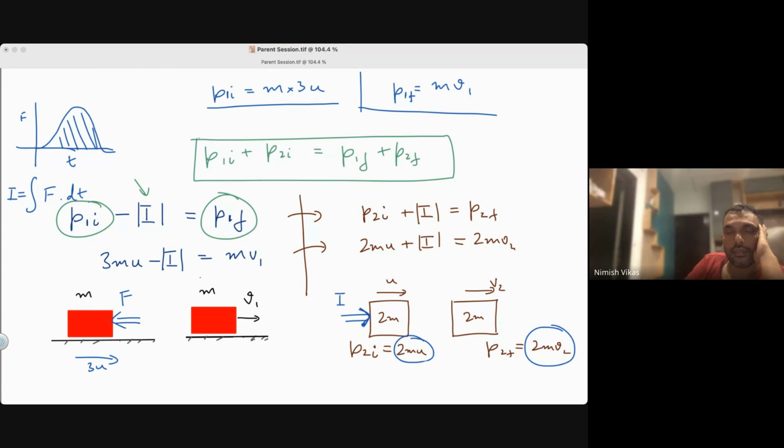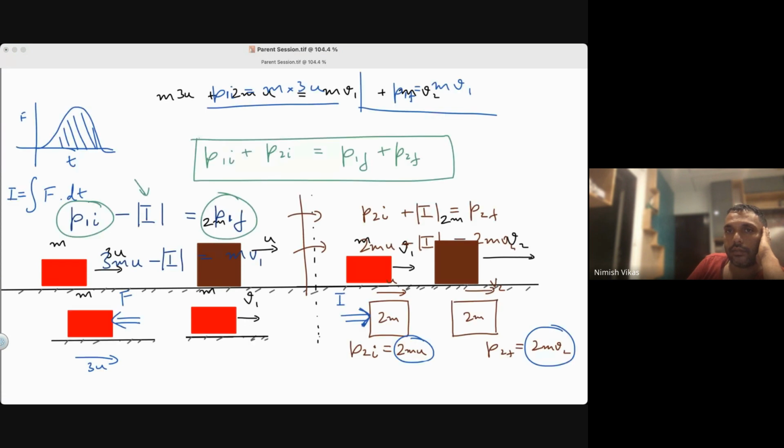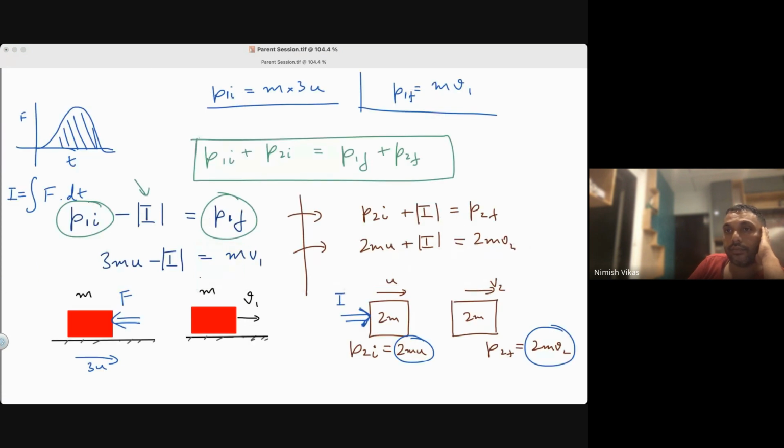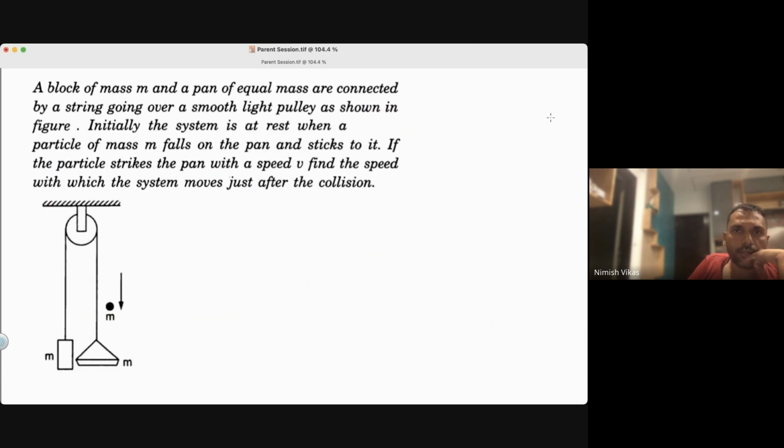Yes, sir. So one could have done this question by writing the impulse on each body and then cancelling out the impulse by adding up the equations, as I did over here. We added the equations and we got the same equation. So if the question is not asking specifically, you don't have to do it. Now, does this question ask for impulse or something?